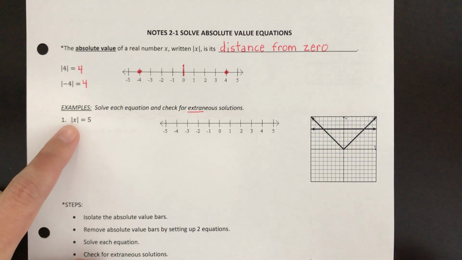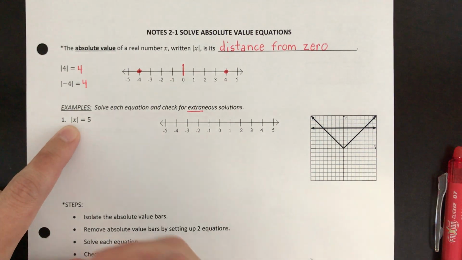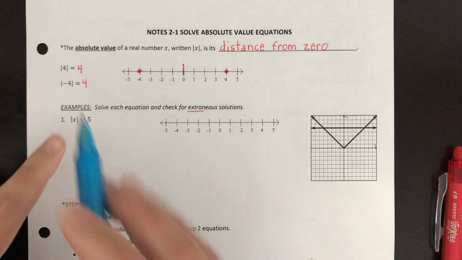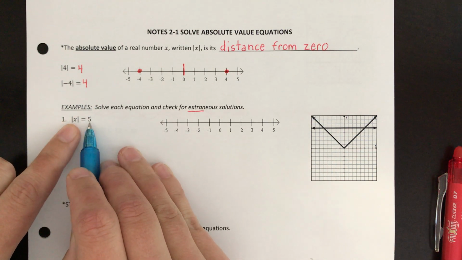So let's look at number 1. The absolute value of x equals 5. How do I solve this? How do I get x by itself? Okay, well, think about this mentally. Mentally I know, input-wise, what inputs can I have that will produce an output of 5?